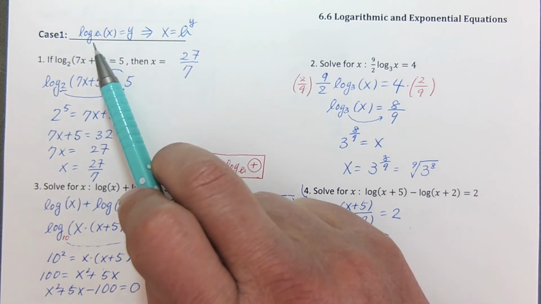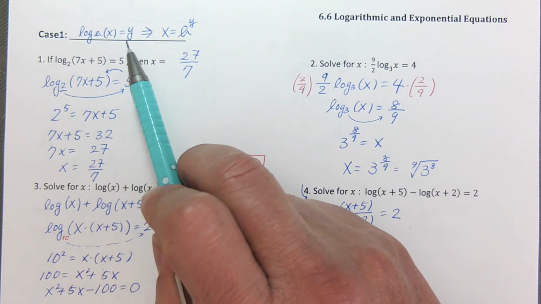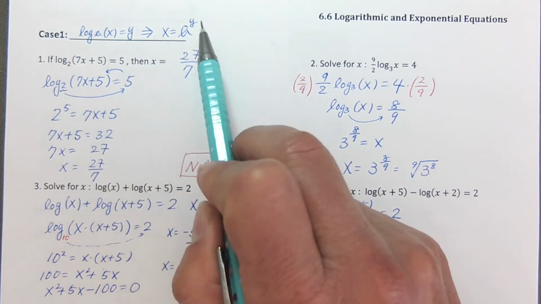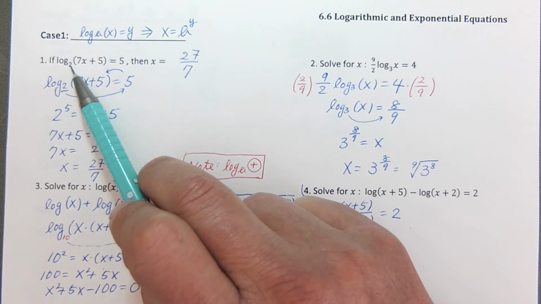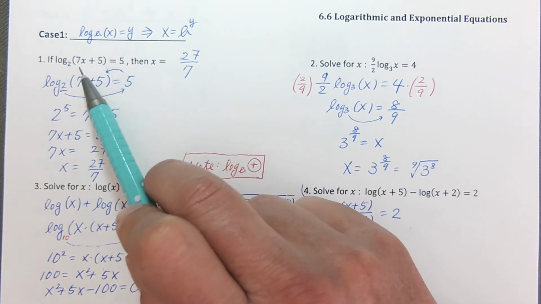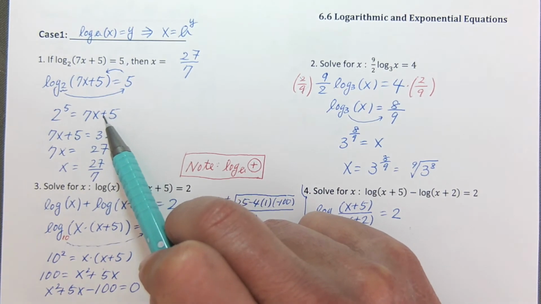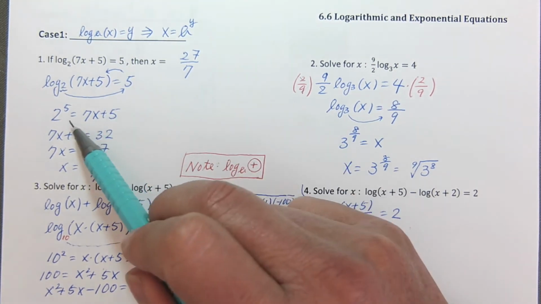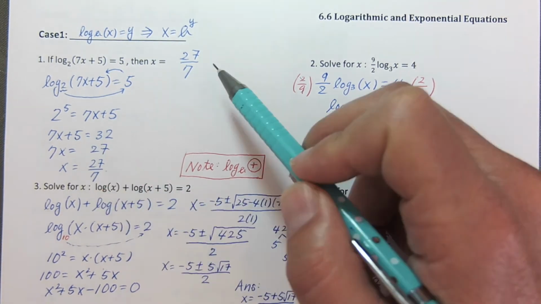We're going to start where we have a log of a base of x is equal to a number of some sort, kind of like what we have here. We're going to convert it into its exponential form. So this becomes 2 to the 5th power equals 7x plus 5, and you can see that's what we have here. This takes practice. 2 to the 5th is 32. Subtract the 5, divide by 7, and we get to here.